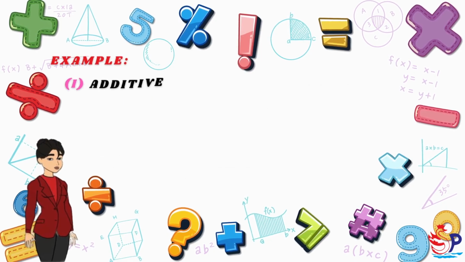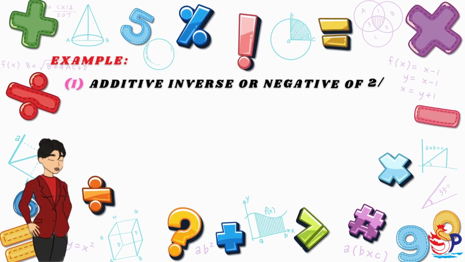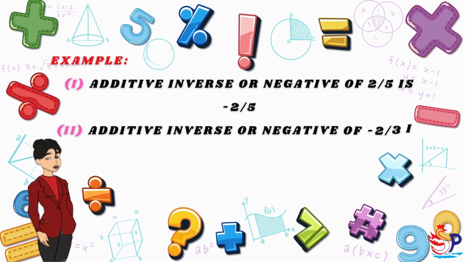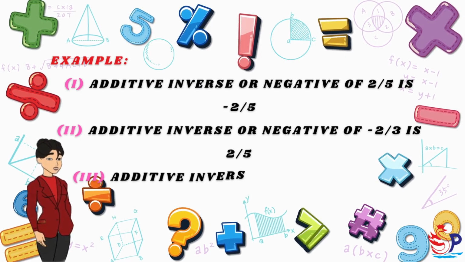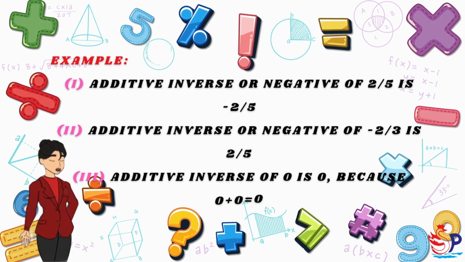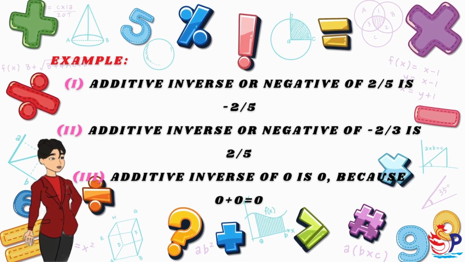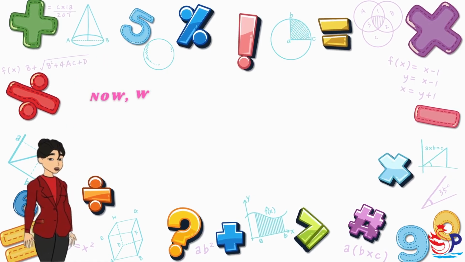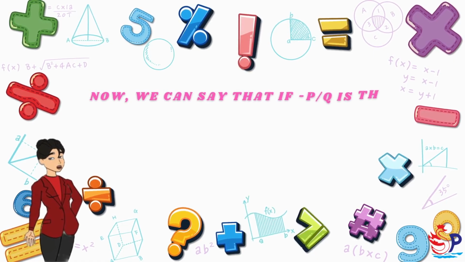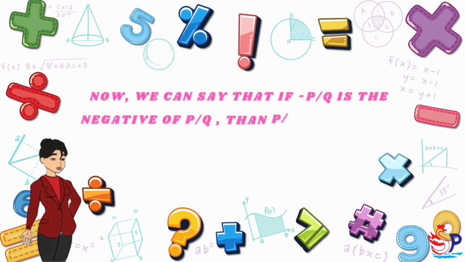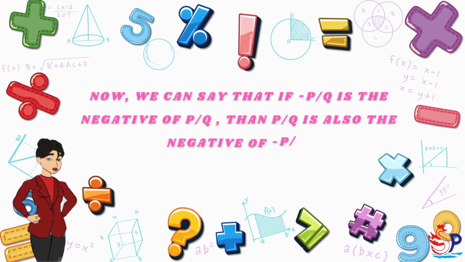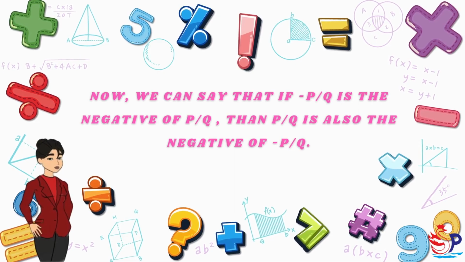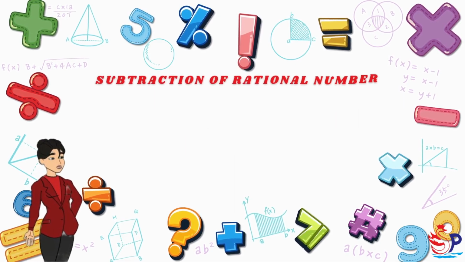Example: additive inverse or negative of 2 by 5 is minus 2 by 5. Additive inverse or negative of minus 2 by 3 is 2 by 3. Additive inverse of 0 is 0 because 0 plus 0 equals 0. Now, we can say that if minus p by q is the negative of p by q, then p by q is also the negative of minus p by q.